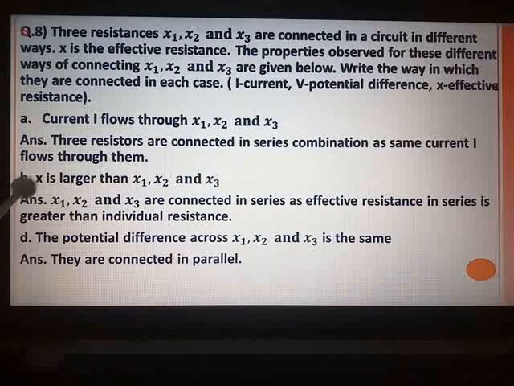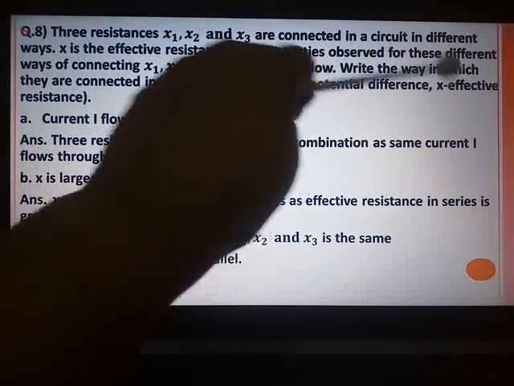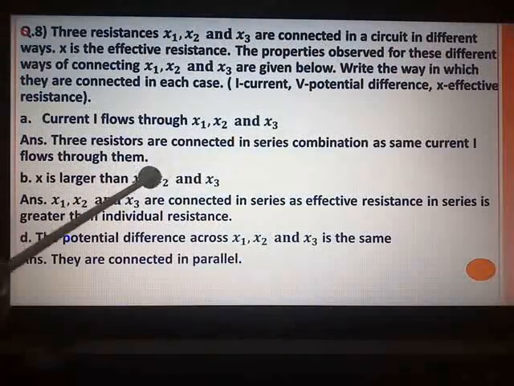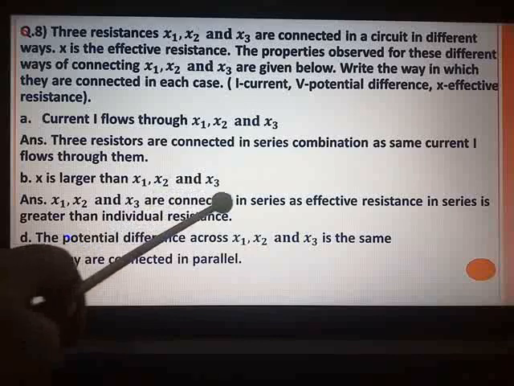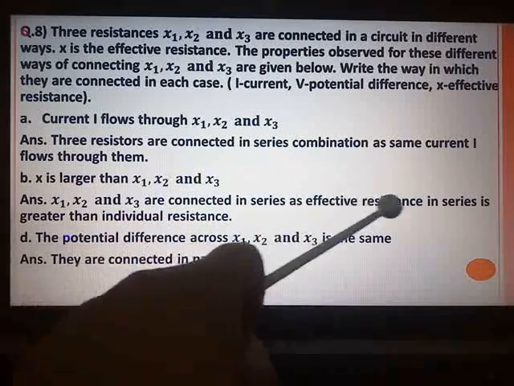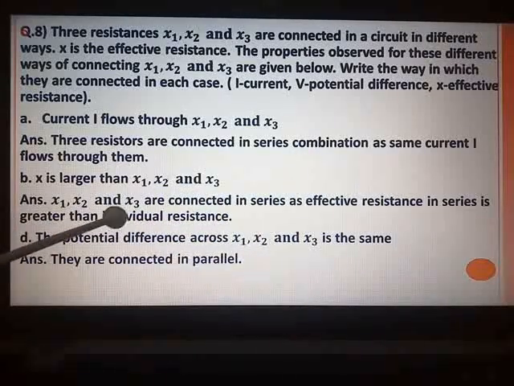Second, X is larger. What is X? Effective resistance. Larger than the individual resistors. This is again a characteristic of series combination. So X1, X2 and X3 are connected in series, as the effective resistance in series is greater than the individual resistance.